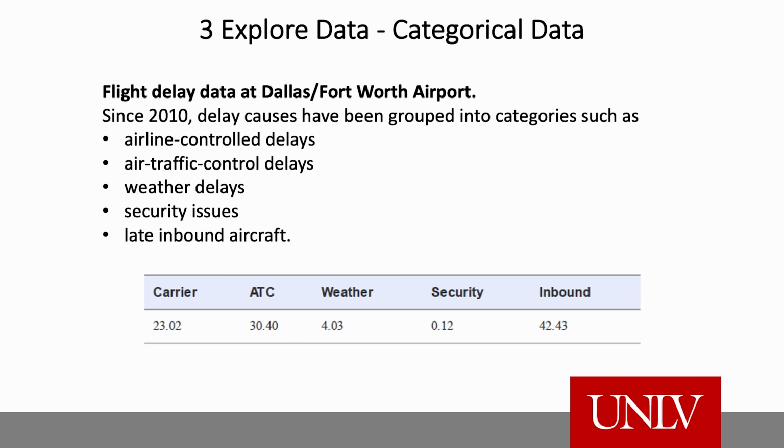For example, consider flight delay data at Dallas-Fort Worth Airport. Since 2010, delay causes have been grouped into categories such as airline-controlled delays, air traffic control delays, weather delays, security issues, and late inbound aircraft. By calculating the percentage of flights in each category, analysts can immediately see which factors contribute most to delays and identify patterns that may require deeper investigation.